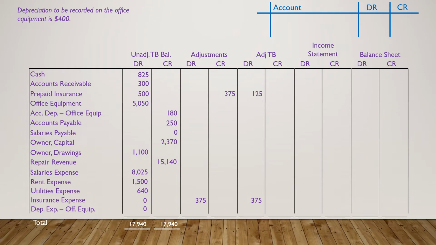Entry number 2. Depreciation to be recorded on office equipment is $400. This adjusting entry will consist of a debit to depreciation expense and a credit to accumulated depreciation for $400. The debit to expense decreases equity, and the credit to accumulated depreciation decreases assets. Bring these amounts into the adjustment columns of the spreadsheet. Accumulated depreciation will now carry a $580 credit, and depreciation expense will have a $400 debit.